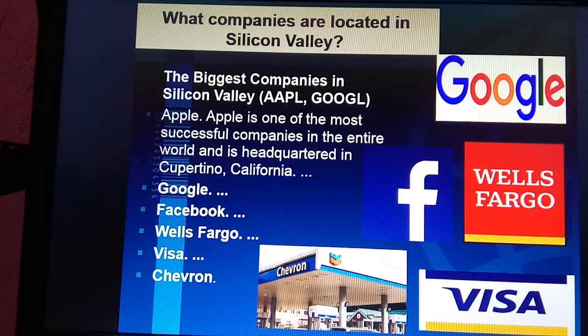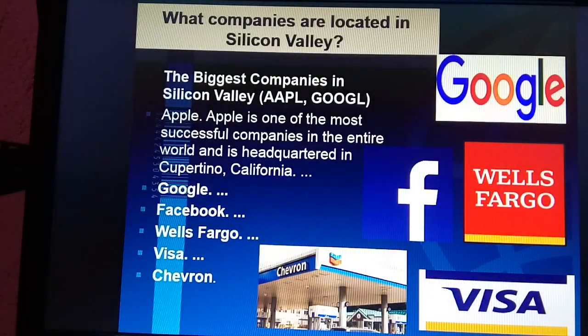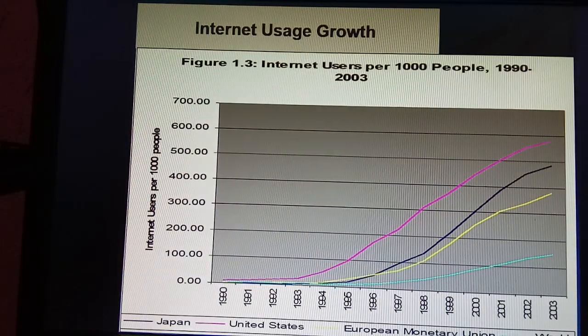Okay, so Wells Fargo, what is Wells Fargo? It is banking and finance, no? The different branches all over the world. This is the biggest in terms of banking and finance, Visa, and Chevron. Chevron is a company that is producing petroleum and its byproducts. So petroleum, diesel, gasoline. So these are among the companies that are present in Silicon Valley.